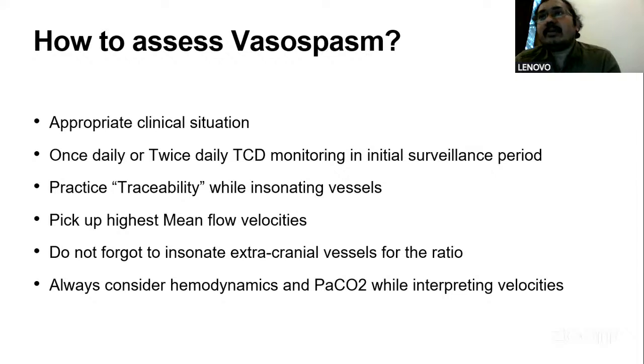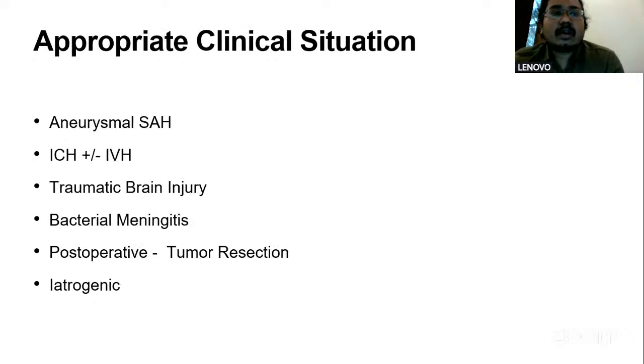But more importantly, always consider hemodynamics and PaCO2 while interpreting velocities. Last time we have seen that PaCO2 will increase the velocities. So we need to make sure that PaCO2 is at an appropriate level when we are testing this. As we all know, the appropriate clinical situation for most of us that we have encountered is aneurysmal SAH.